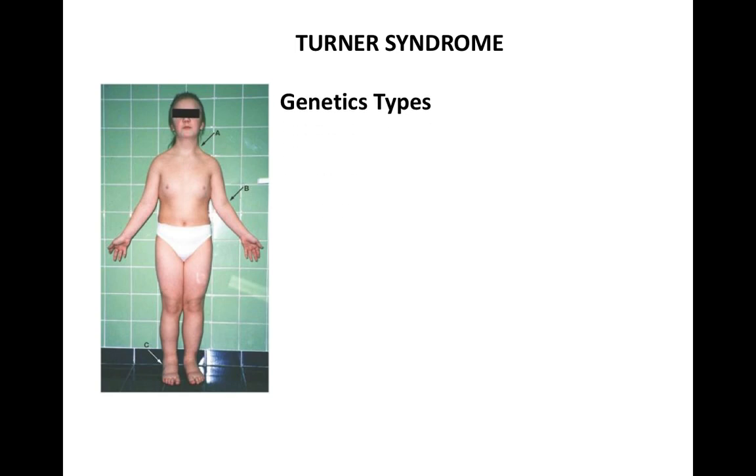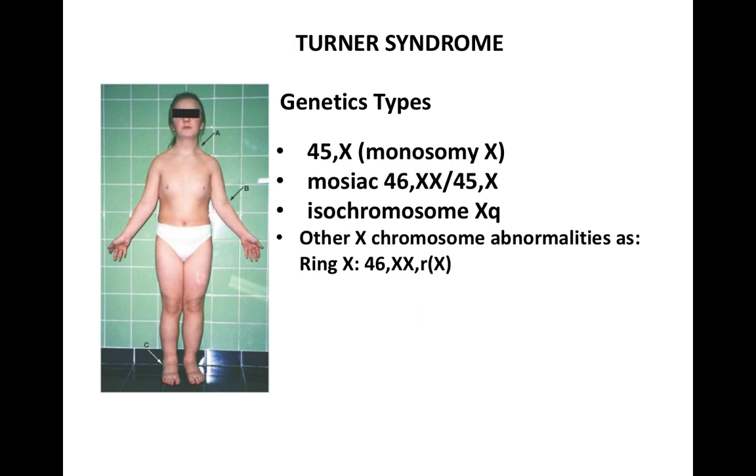Now there are different types of Turner syndrome. The most common type is the one with the monosomy X, where all the cells of the Turner have just one X. There is also the mosaic type of Turner syndrome, where there is a mixture of cells. Some are normal with two X chromosomes, and some of the cells have a single X chromosome.